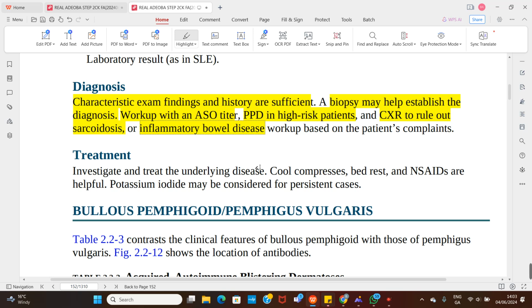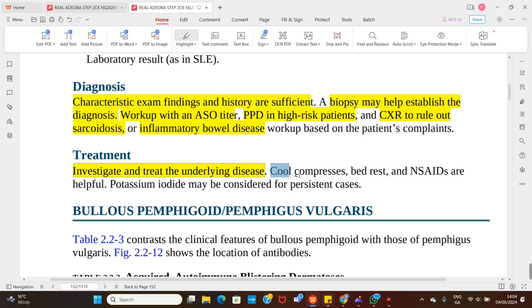So how do you treat? Don't forget, iodine can be a cause. Iodine can also be a treatment. Potassium iodide can also be a treatment. So I was supposed to mention that initially. So you have to investigate and treat the underlying cause first. Then you can also do some symptomatic treatment.